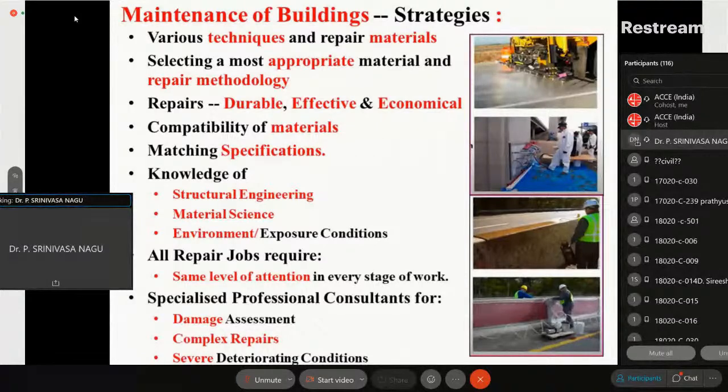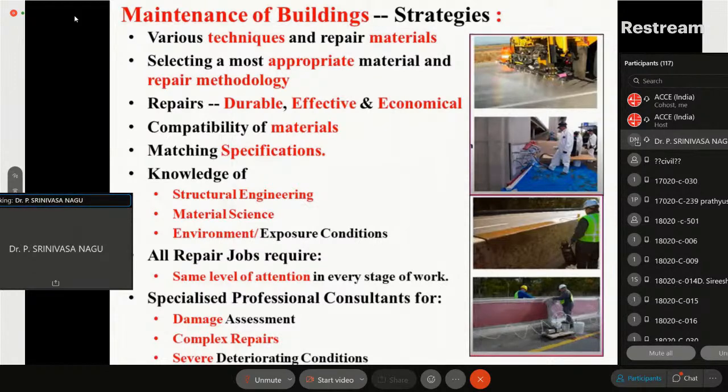Crack filling is not just filling. It requires good knowledge of not only material science, but also the behavior of the structure, the causes, environmental conditions, and sources of disturbance. All repair jobs require the same level of attention at every stage of work. You cannot say one is important and another is less important. All require good attention because it's a sensitive matter. It's not routine; once a repair comes, it is a sensitive issue, and you have to give importance accordingly.